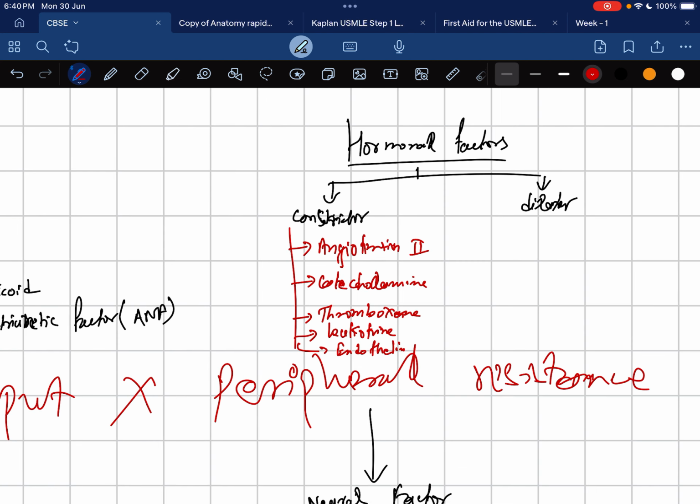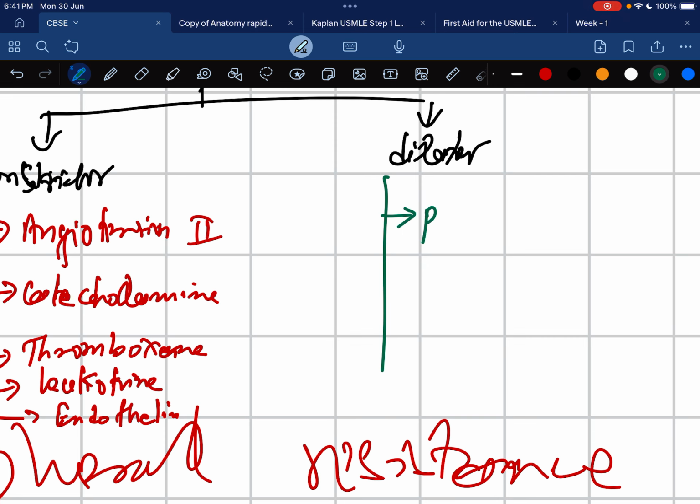Regarding the dilator hormones, there are prostaglandin, also kinin, and nitric oxide. These are the dilators, so they dilate the blood vessel and decrease the peripheral resistance. When they decrease the peripheral resistance, that leads to a decrease in BP.